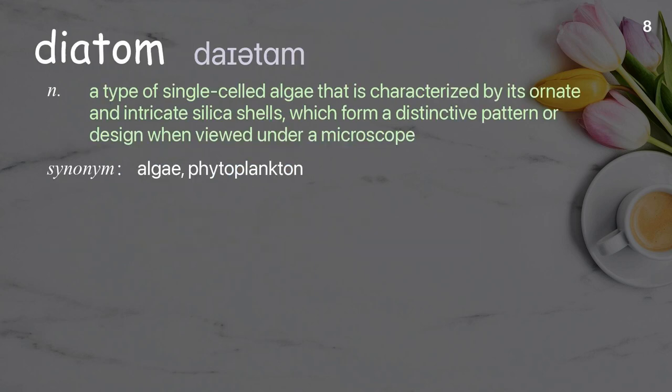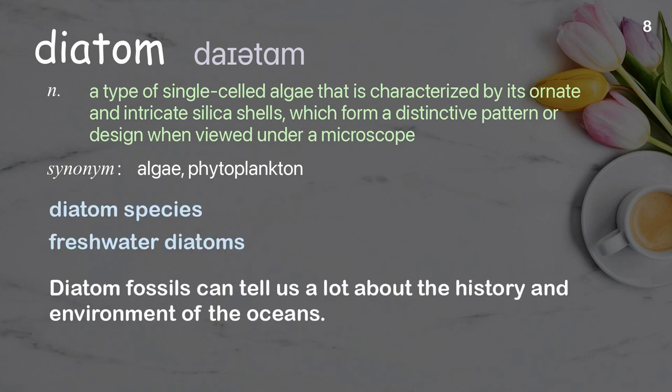Diatom. A type of single-celled algae that is characterized by its ornate and intricate silica shells, which form a distinctive pattern or design when viewed under a microscope. Examples. Diatom species. Freshwater diatoms. Diatom fossils can tell us a lot about the history and environment of the oceans.